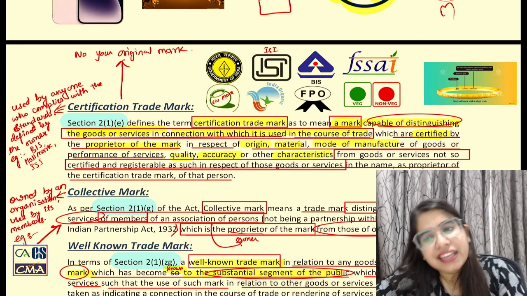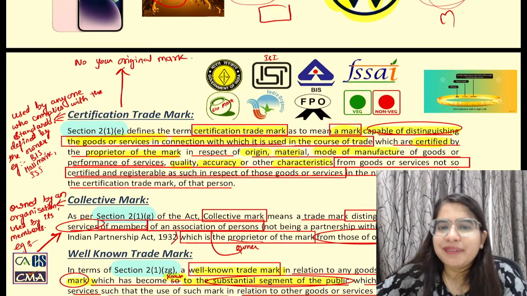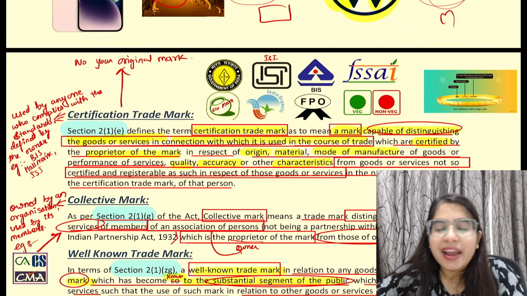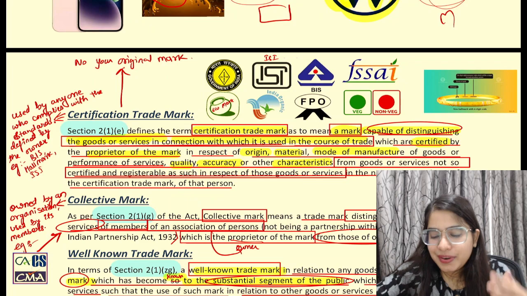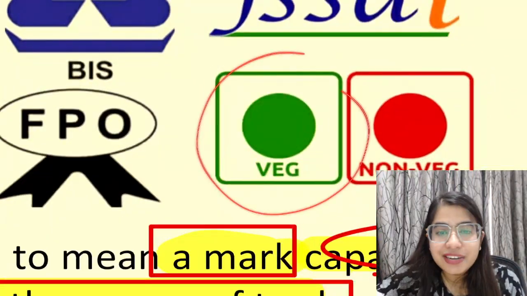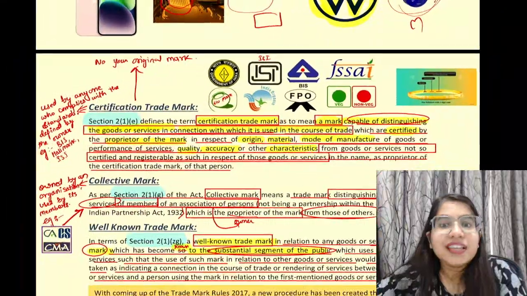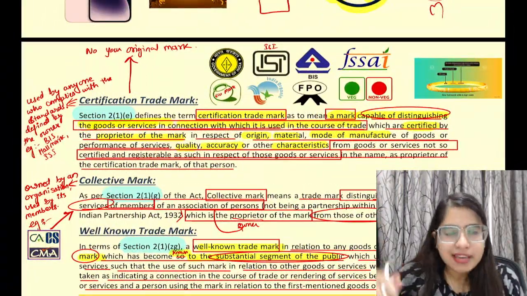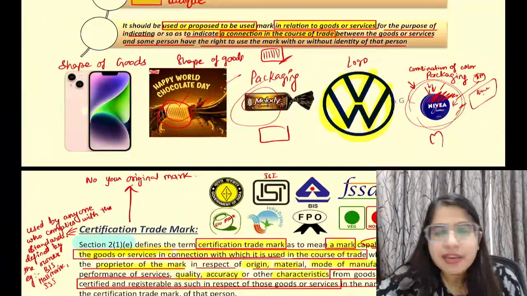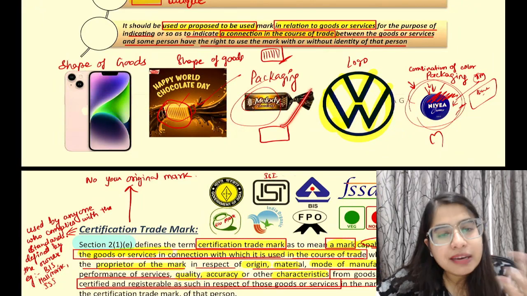They will do the checking. Let's say I want to use the green dot in my biscuit packet. In my biscuit packet, I want to use this mark. What is this mark? This green dot is a mark, right? So if I want to use this green dot in, let's say, a biscuit packet, or let's say I'm making a Melody chocolate.